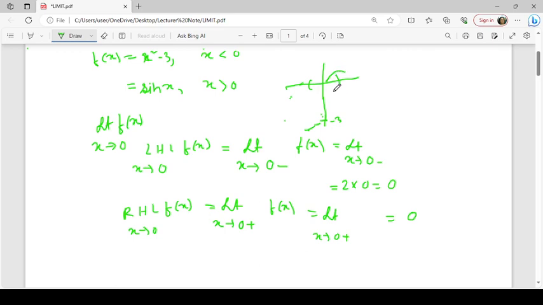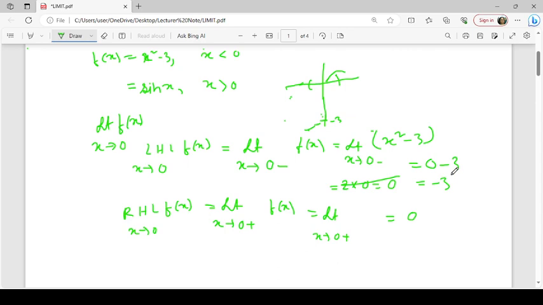Now we see when x approaches from the left hand side, we write the function from the left hand side, it is x square minus 3, and the limit of this is 0 into 0, but this is a constant, so this is equal to 0 minus 3, which is equal to minus 3.